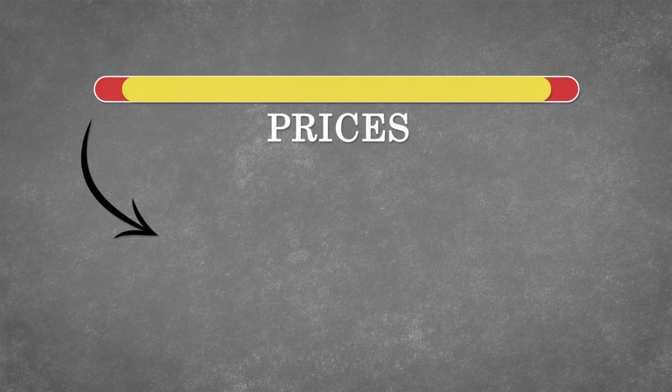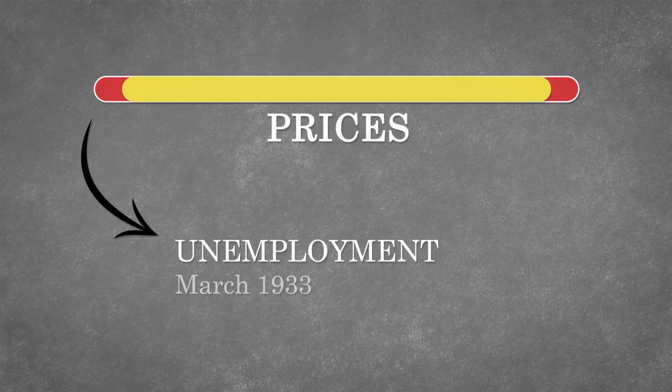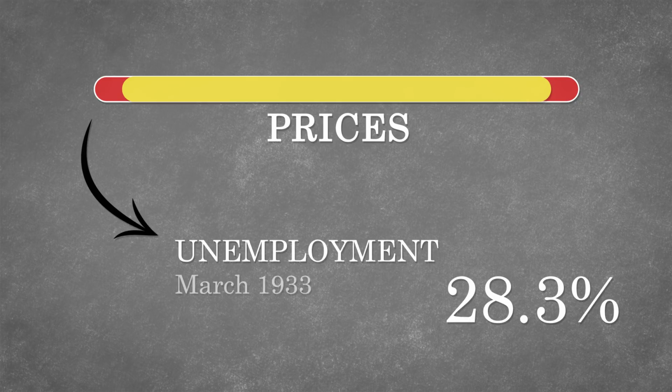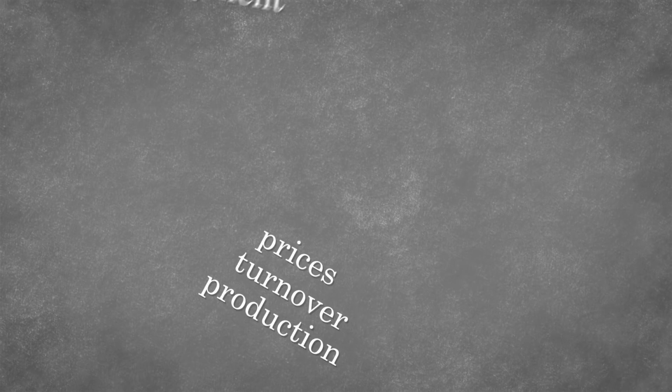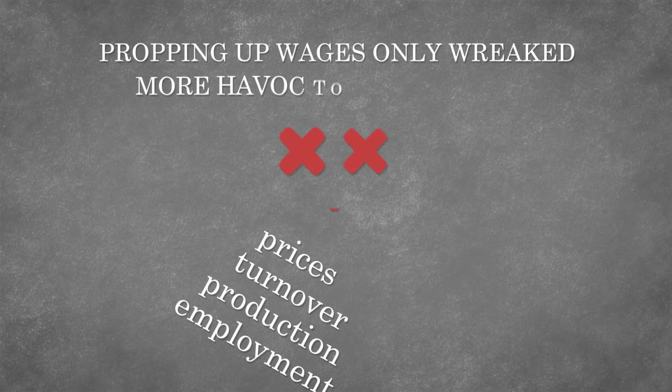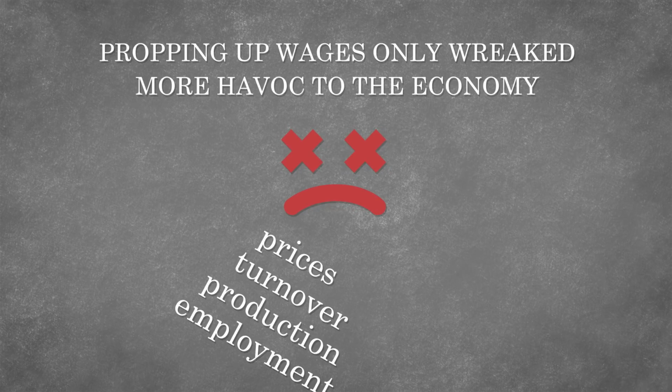Work grew very expensive. Keeping prices above free market levels creates unsaleable surpluses. In the case of work, the surplus is called unemployment. During the Great Depression, unemployment was enormous, peaking at 28.3% in March 1933. With falling production, turnover, prices, and rising unemployment, propping up wages only wreaked more havoc on the economy.